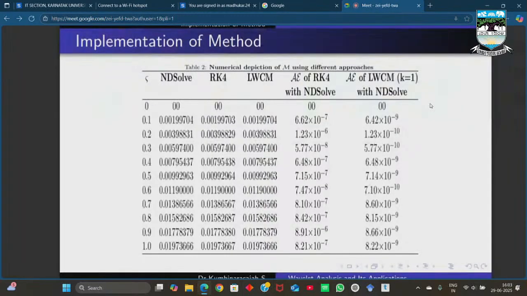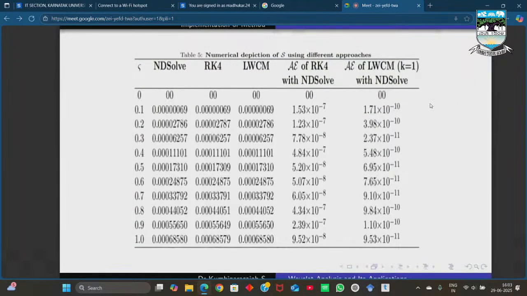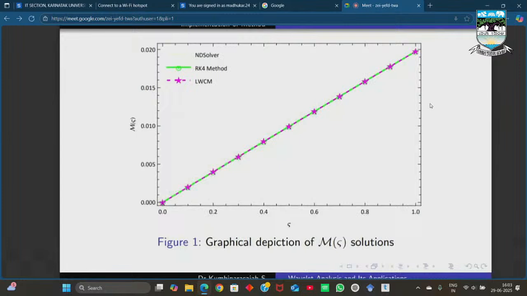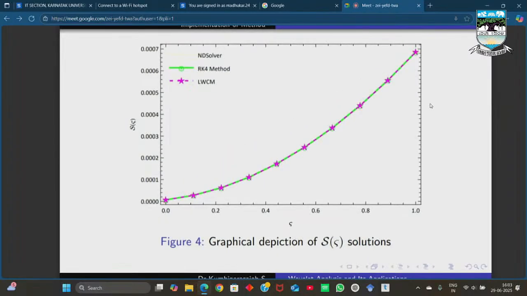So therefore, we can say, with j equal to 3 and k equal to 1, that our method yields better accuracy than RK4. Similarly, this is for female love, the same structure we observe here, and this is for C and this is for S. And this is a graphical representation of how our solution is closer to the ND solver and RK4 method. Similarly, this is for C and this is for S. Now the parameters vary.